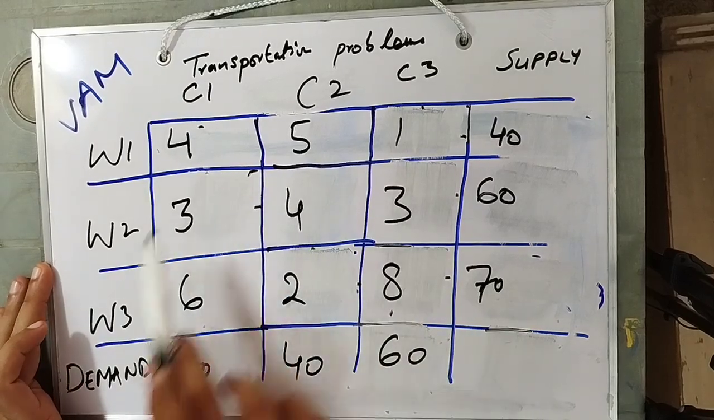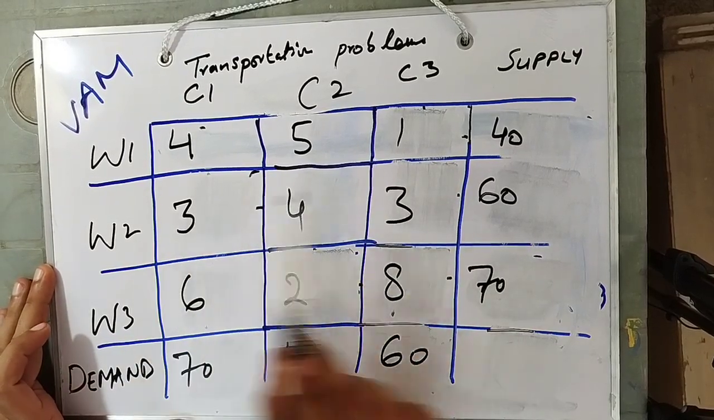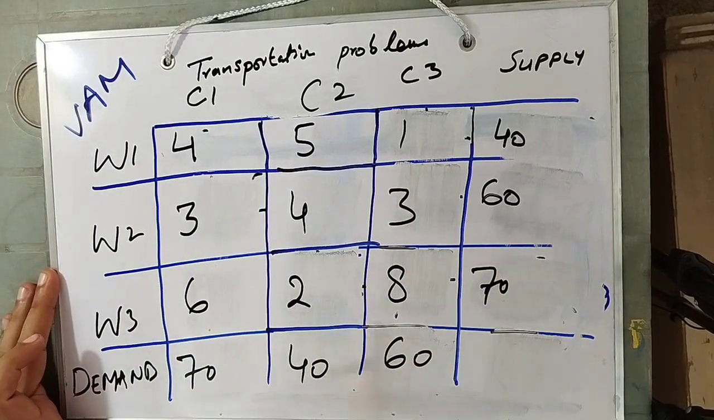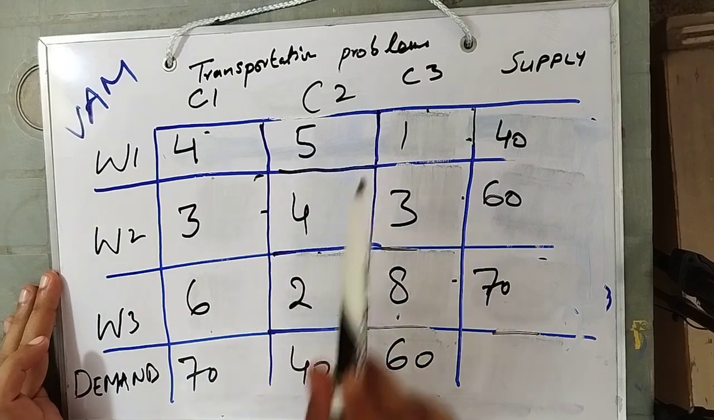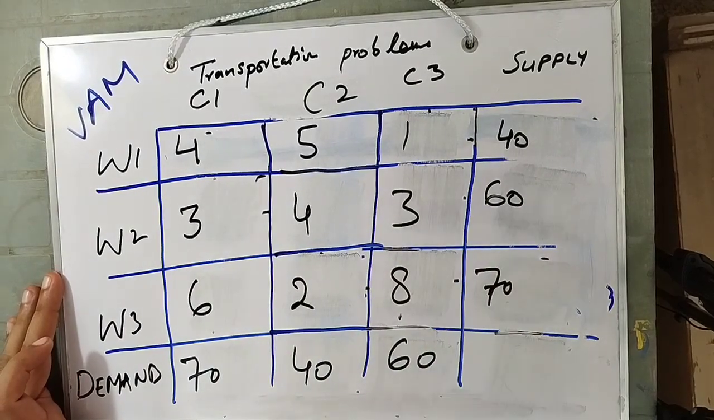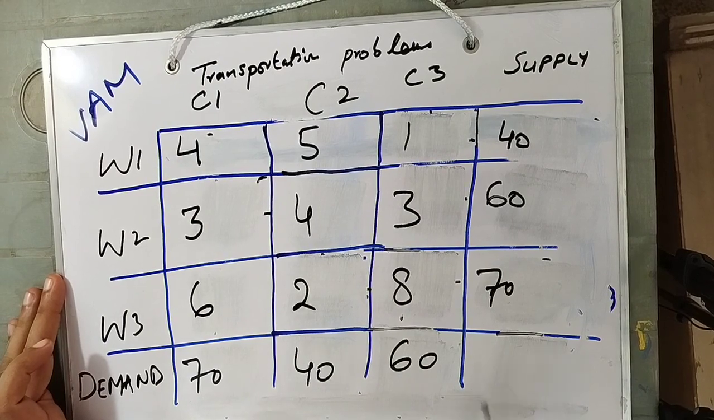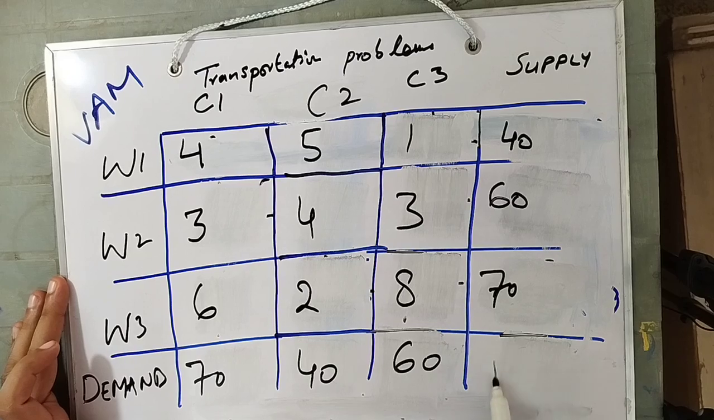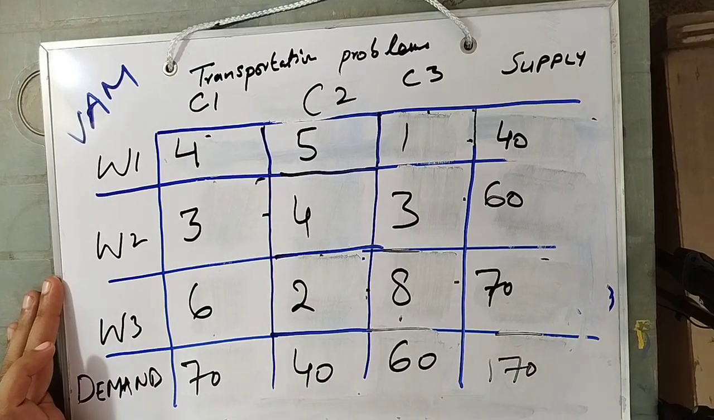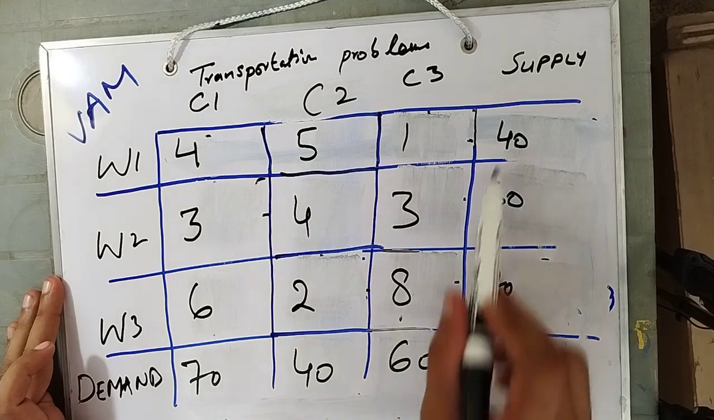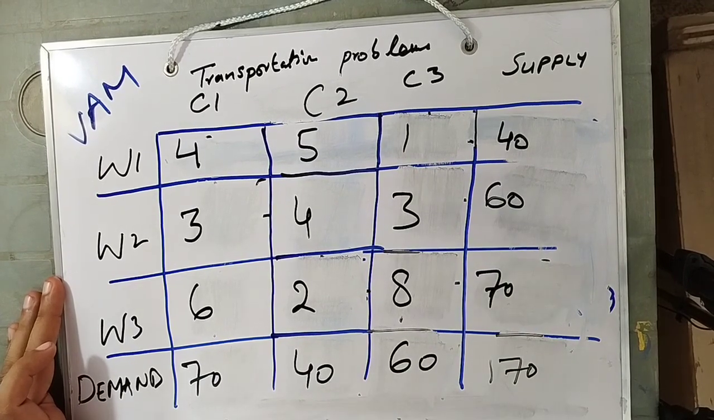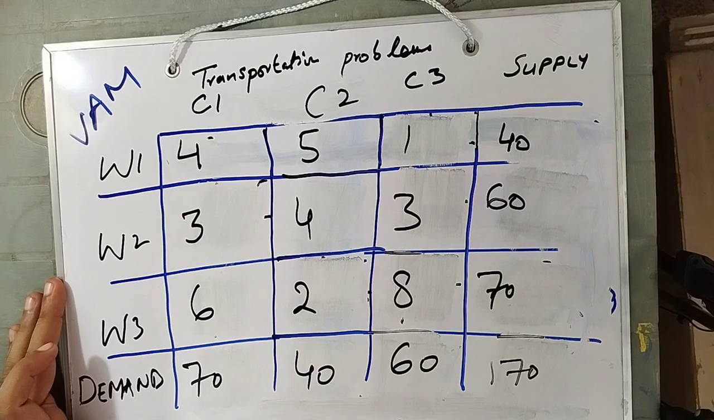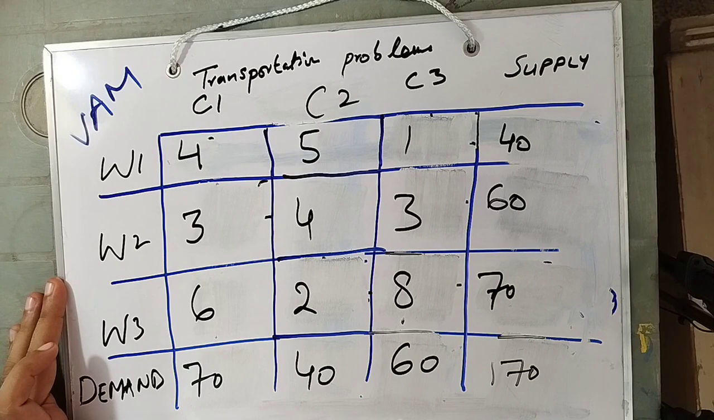So this is the cost. These are the costs given, and these are the total supplies available from warehouse 1, warehouse 2, warehouse 3. These are the demands from customer 1, customer 2, customer 3. First, you need to see whether the supply and demand are the same or not, because they should be the same so that you can move ahead. 170 is over here, and in total over here you also see 170. So demand and supply are 170.